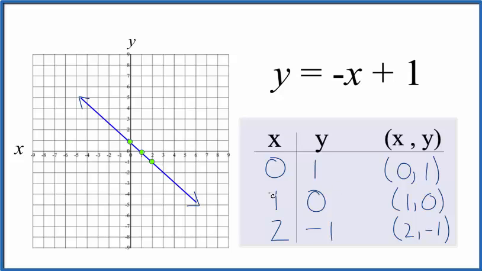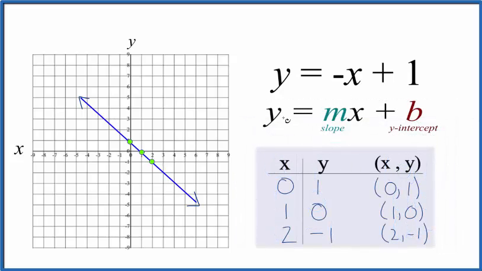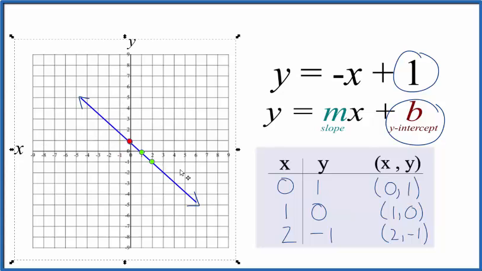And we could have used any points here. I just used these because they kind of fit nicely on my graph. Let's look at slope-intercept formula now. So if y equals mx plus b, b is the y-intercept, and that's 1. So if we go over here and we go to the y-axis and we go to 1, that's where our line is going to intercept the y-axis.